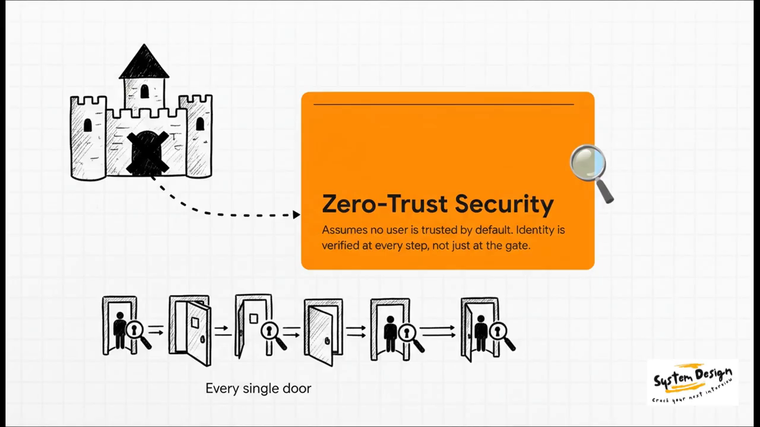You see, the old model was like a castle with a big wall and a moat. Once you got inside, you could pretty much roam around freely. Zero trust completely flips that. It assumes no one is trusted by default. Even after you're past the main gate, your ID is getting rechecked at every single door you try to open, for every single action you try to take.